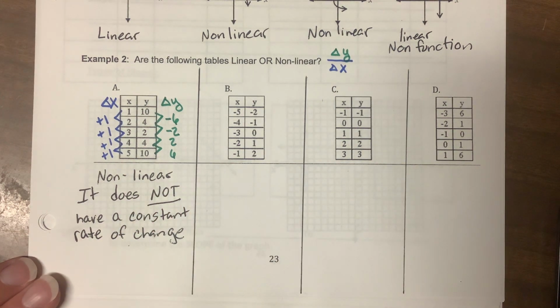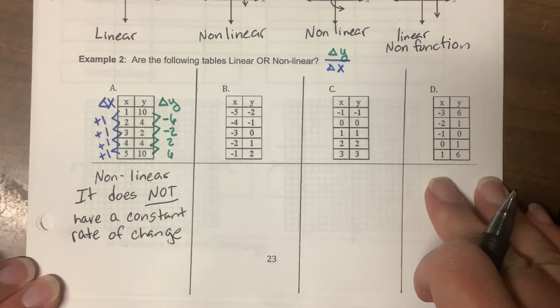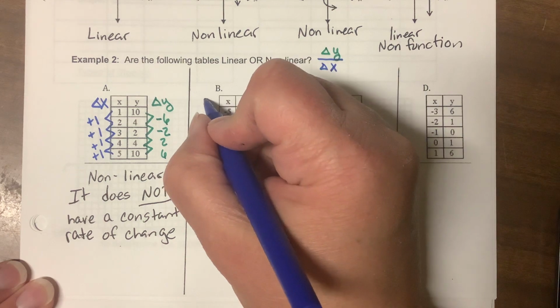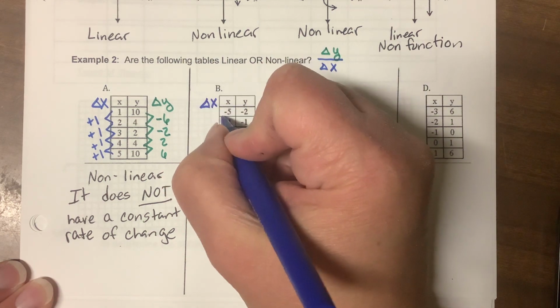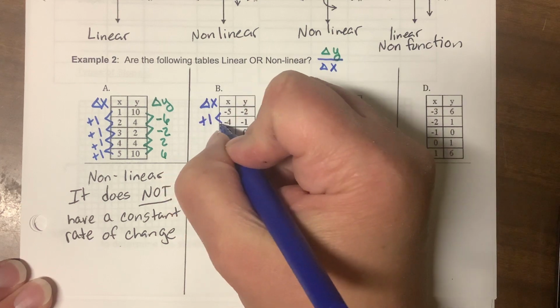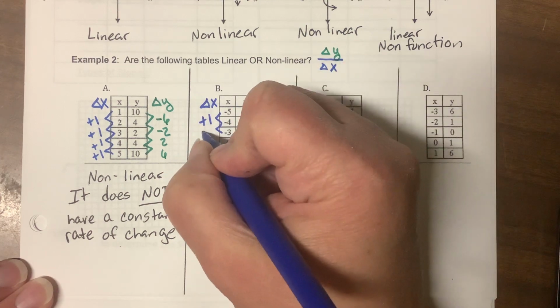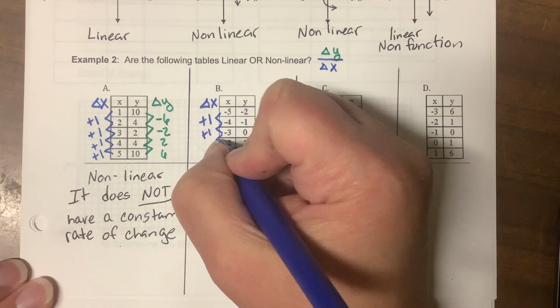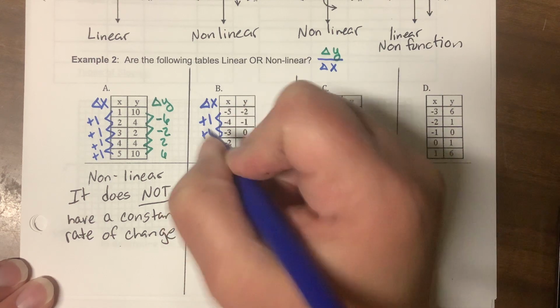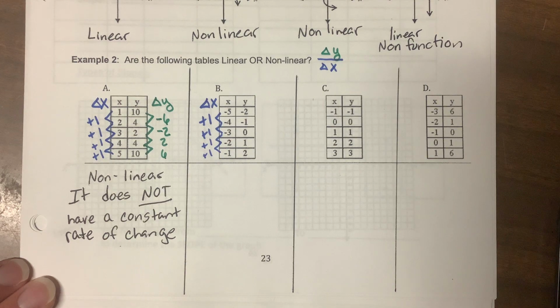It does not have a constant rate, not linear. All right, let's look at this one. Well, starting with the difference between the x values. From negative 5 to negative 4, I add 1. From negative 4 to negative 3, I add 1. 3 to 2, I'm adding 1. Negative 2 to negative 1, I'm adding 1. Those are going up constantly by 1.